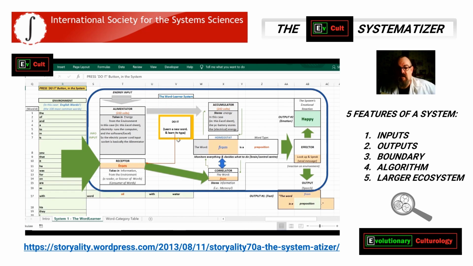So each time it has to classify each word into its word type, and it only knows 50 of the words. So when it encounters a new word that it doesn't know, it gets sad, but when it encounters a word that it already knows, it's happy. So a little emotional little robot recognizer system there. It's called the Ev Cult Systematizer. It just teaches people the basics of how systems work with their inputs, processes, and outputs. Anyway, a bit of fun. So that's one way to teach the simple elements of systems.